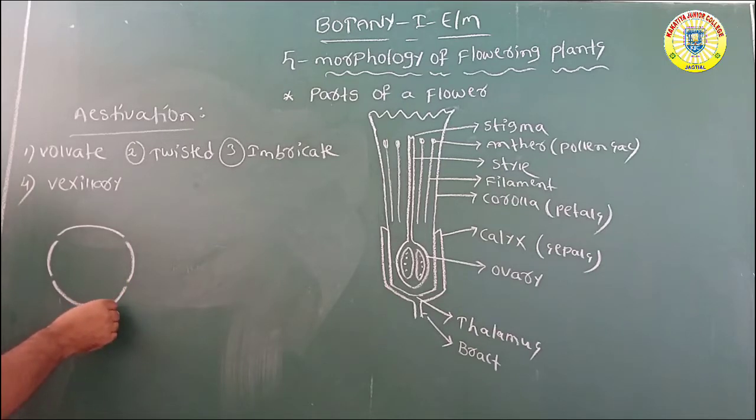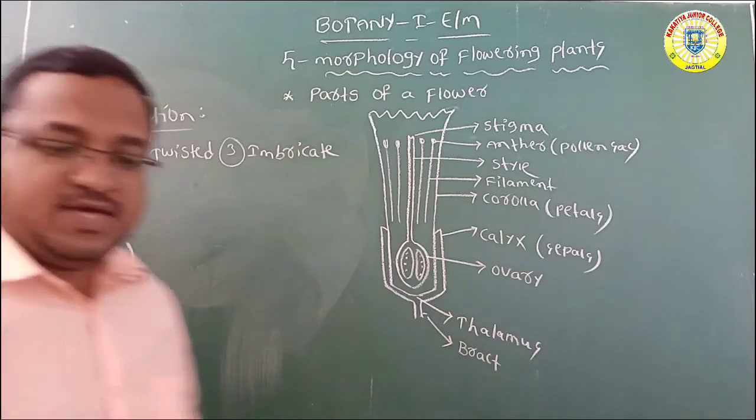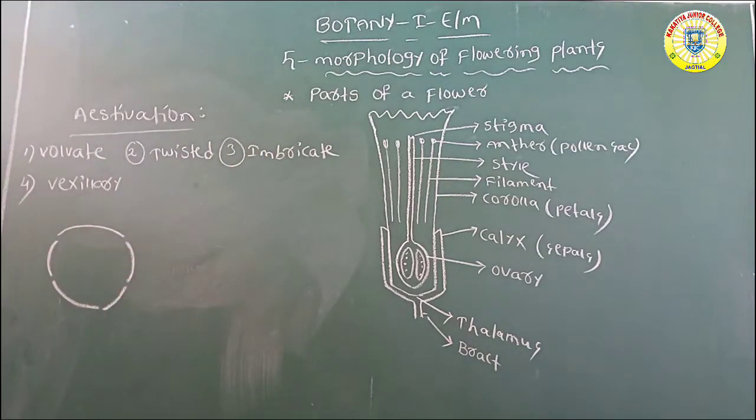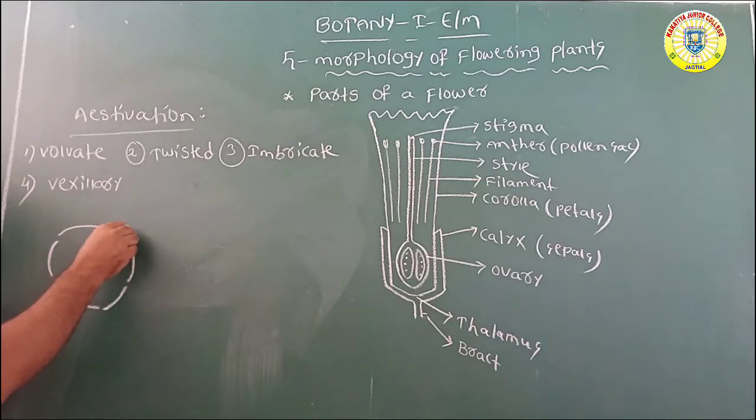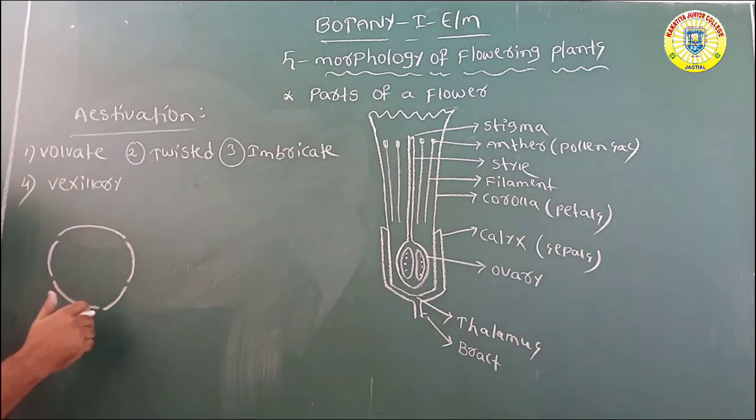Just the margin of the... here you can see clearly. Here you can see the margin of the sepals or petals, they can touch, but they may not overlap. This one is not overlapping with another, and the one should not overlap on another. Best example, Calotropis.